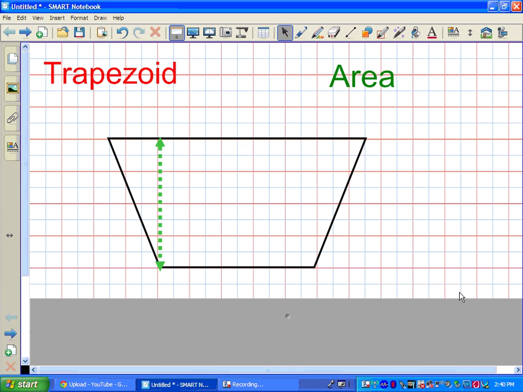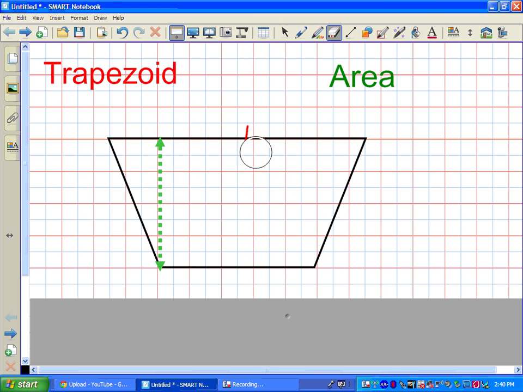Hello, everybody. Today we're going to work with a figure called a trapezoid. A trapezoid is a quadrilateral, means it has four sides, as you can see, and it has one pair of parallel lines, and that's going to come in handy in a minute. Remember, those lines go on forever and never end. They're called parallel lines. Now we're going to find the area.